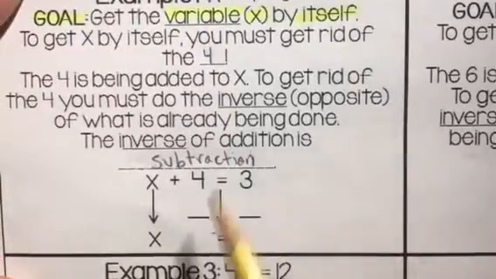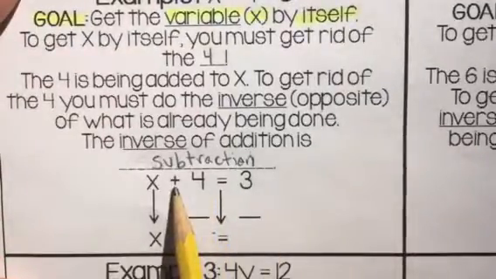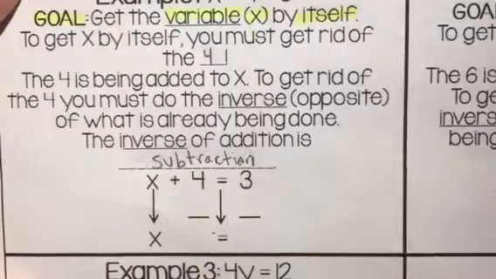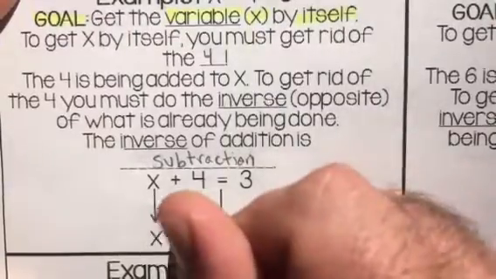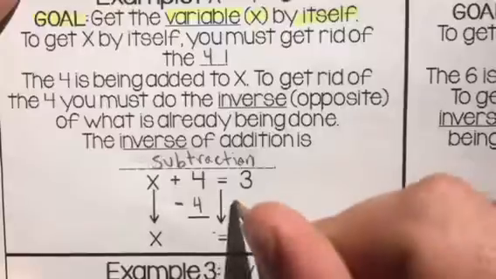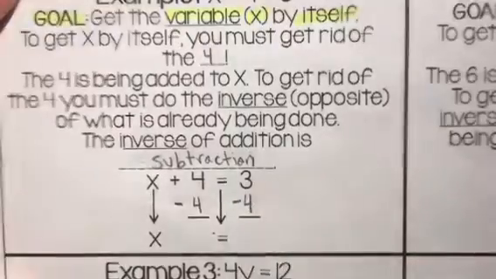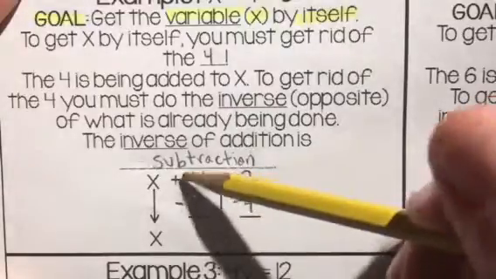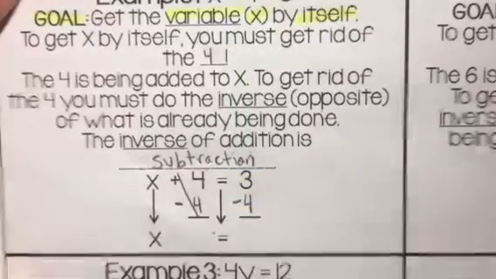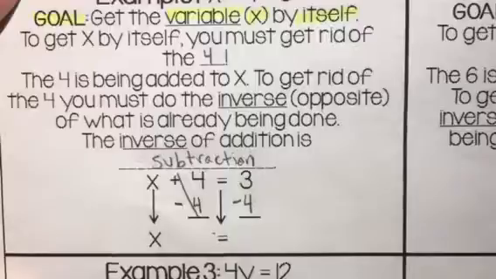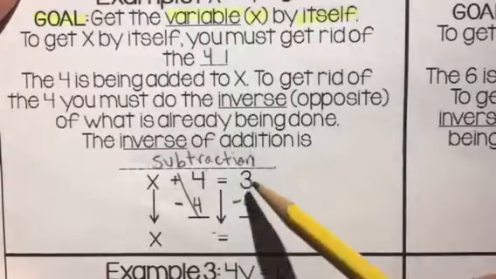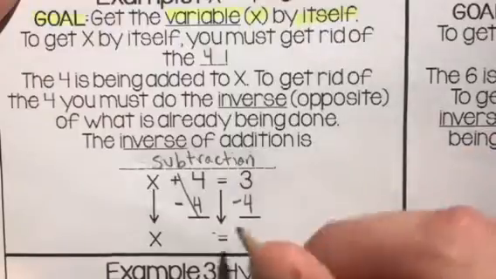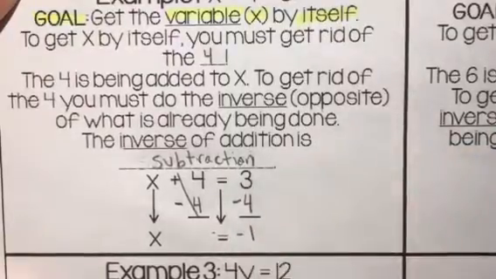So, I have to get rid of this plus 4 by doing the opposite. And I know the opposite of plus 4 is minus 4. And now I have to make sure I do this to both sides. Well, I know that a positive 4 and a negative 4 cancel each other out to be 0, which is what I want because now I have x by itself. And I know that 3 minus 4 is negative 1.